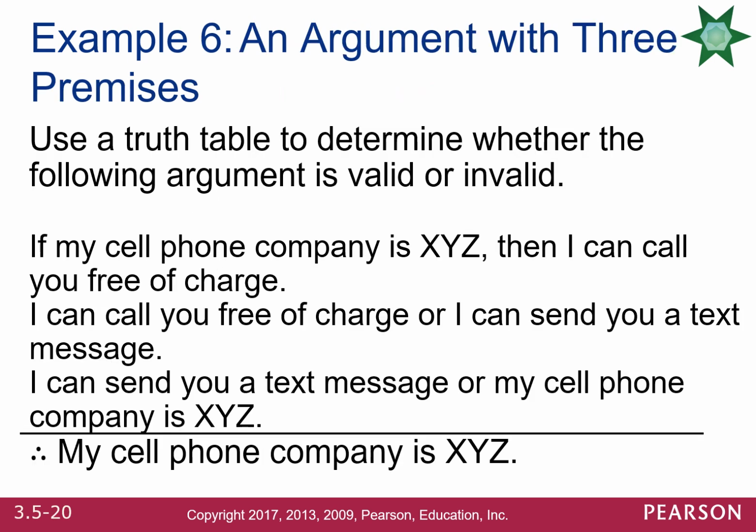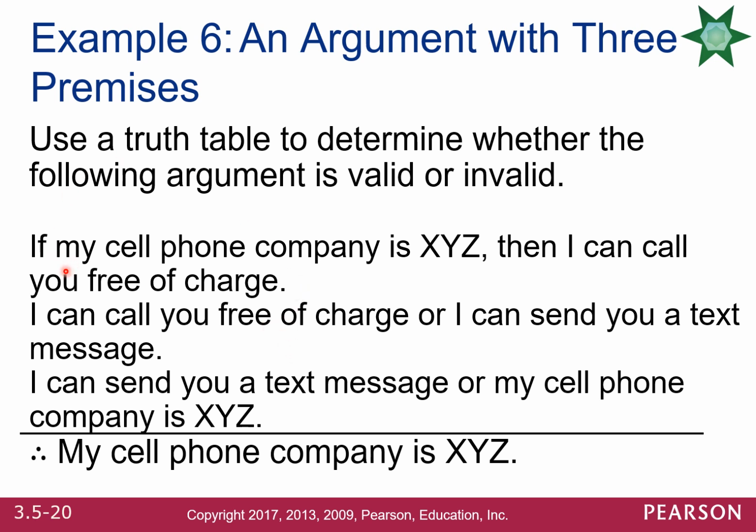Finally, we'll work through an example, rather an argument with three premises. All right, so let's read through it. First, it says use a truth table to determine whether the following argument is valid or invalid. So here, instead of going by the different laws of valid arguments or invalid arguments, fallacies, we are going to construct a truth table to come to a decision whether it's valid or invalid, and we have three premises here. All right, so let's go through the different premises given to us.